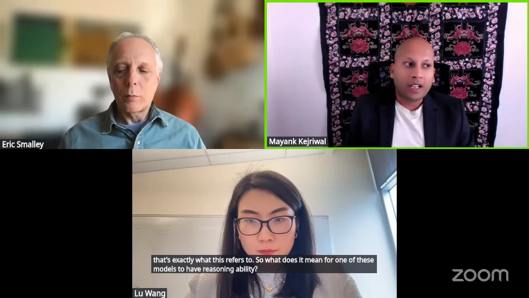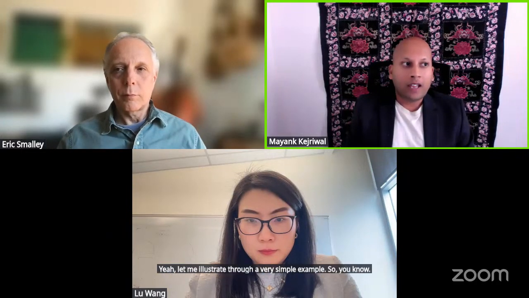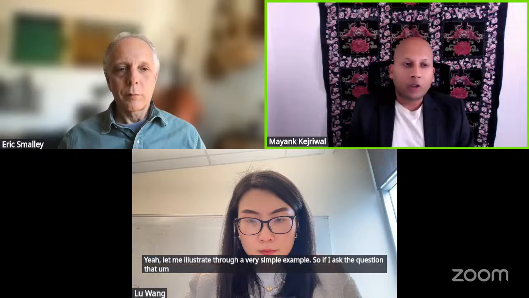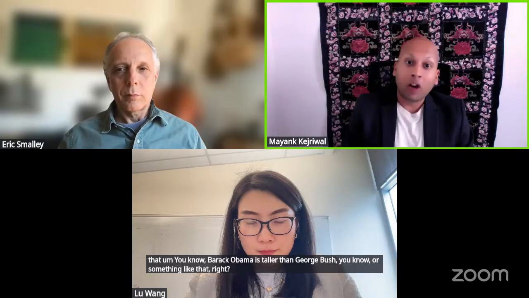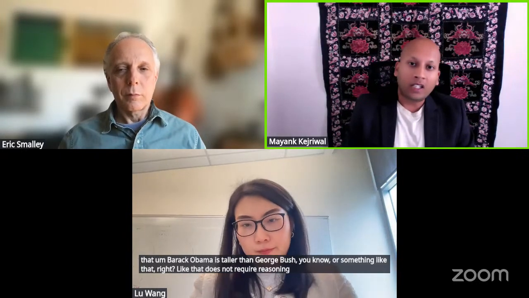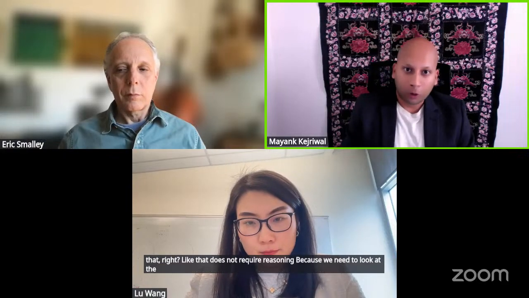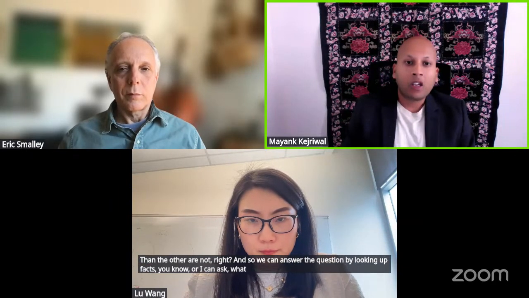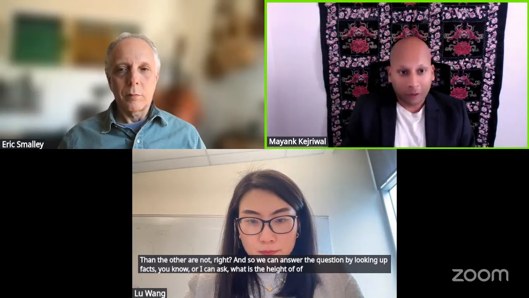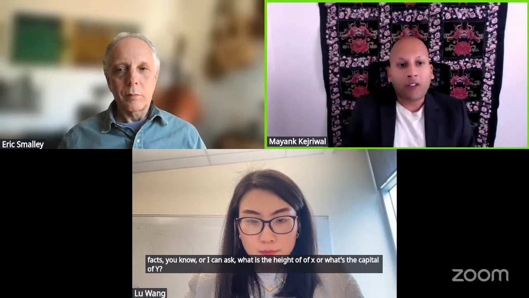Yeah, let me illustrate through a very simple example. If I ask the question, Barack Obama is taller than George Bush, or something like that, that does not require reasoning because we need to look at the heights of both individuals. One is taller than the other or not. So we can answer the question by looking up facts. Or I can ask, what is the height of X, or what's the capital of Y? Those are factual questions.